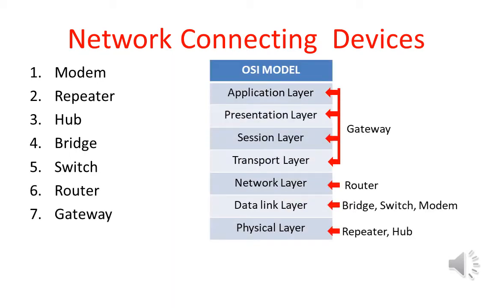Modem, repeater, hub, bridge, switch, router, gateway are some widely used network connecting devices. Each of them works at a specific layer of the OSI model. Repeater and hub work at the physical layer. Modem and bridge work at the data link layer. Router works at the network layer. Gateway works at the transport layer and all the layers above it.